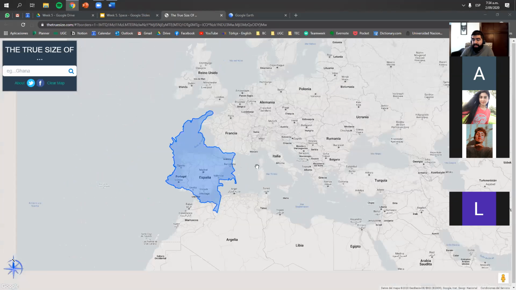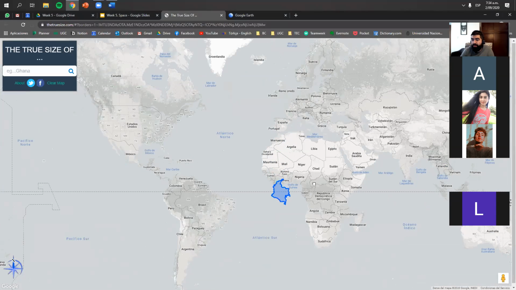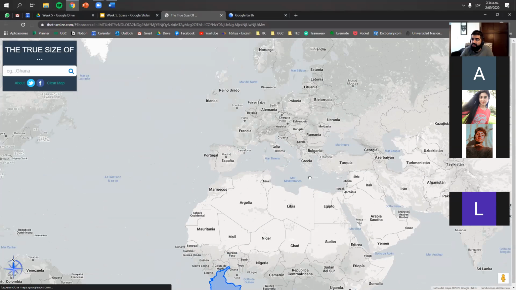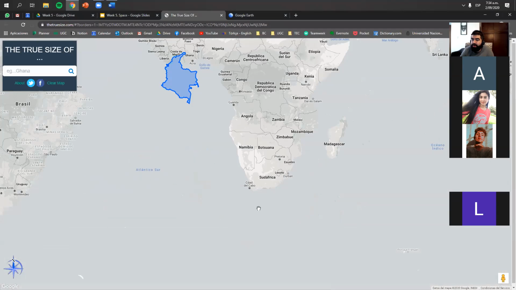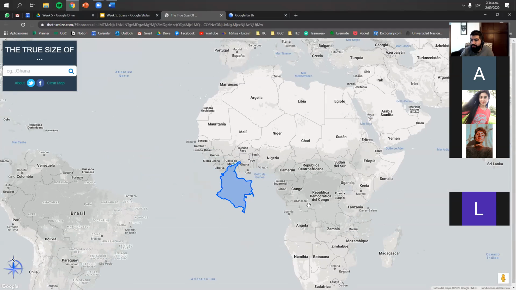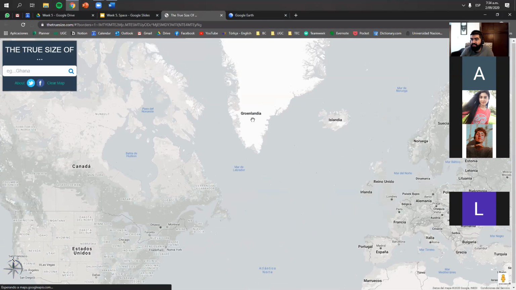So there you go. That's what the Mercator projection does. As we move it near the equator, it gets smaller. But remember, it's not that it's actually smaller. The thing is that the countries which are in the north or in the south tend to be represented as bigger because of the Mercator projection. One of the craziest cases is Greenland.